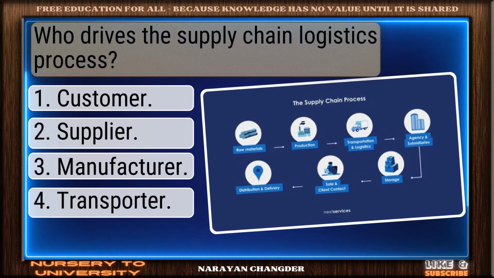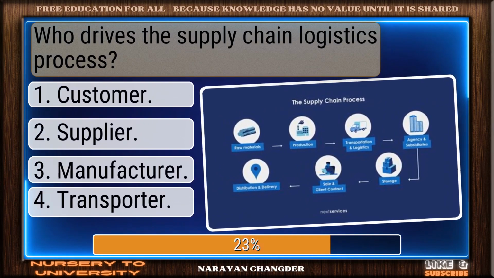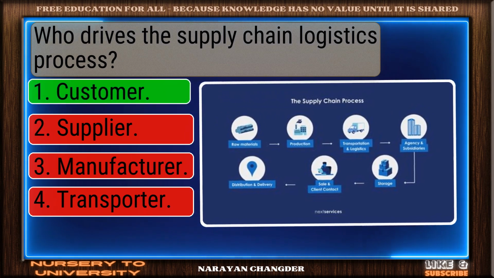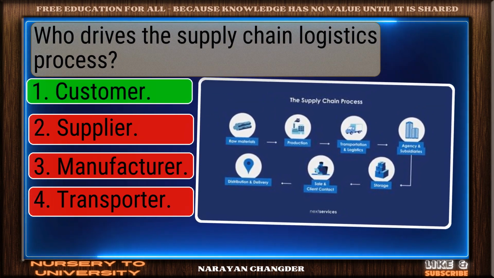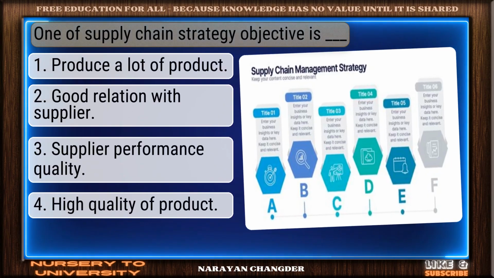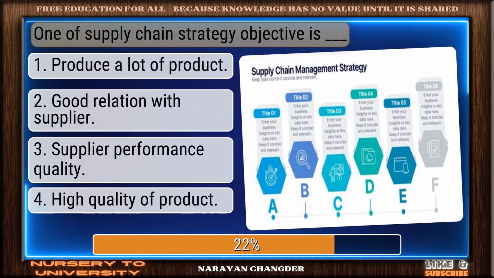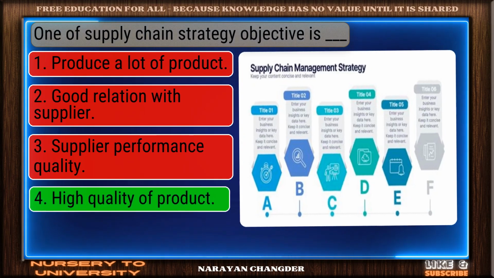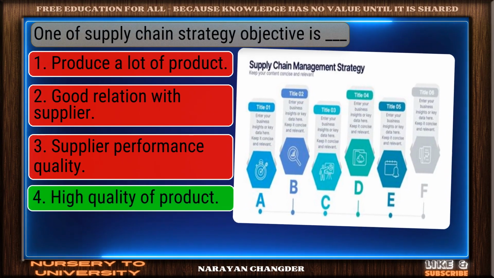Who drives the supply chain logistics process? Clear logic. Your choice customer is sound and 100% true. One of the supply chain strategy objectives is DASH. Good thinking. High quality of product is the right answer.